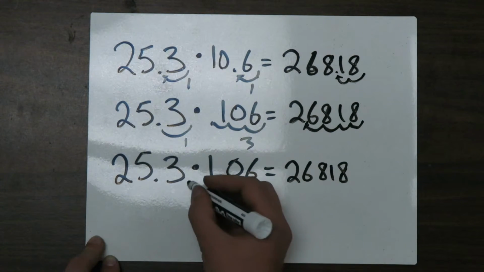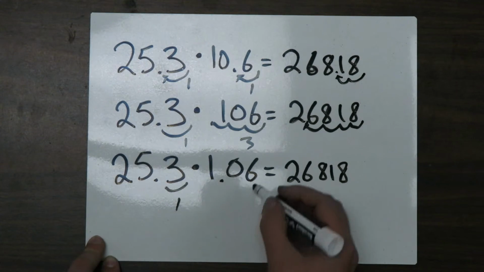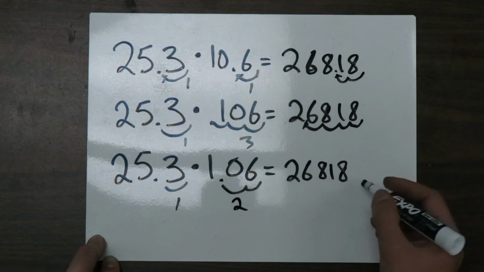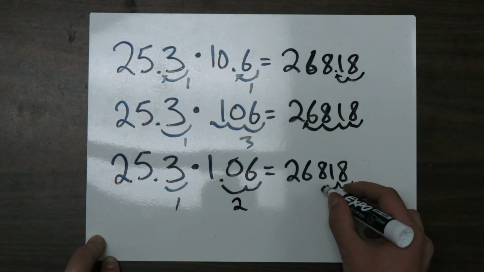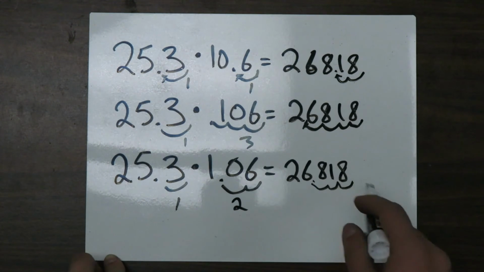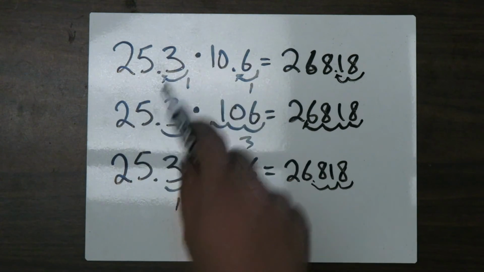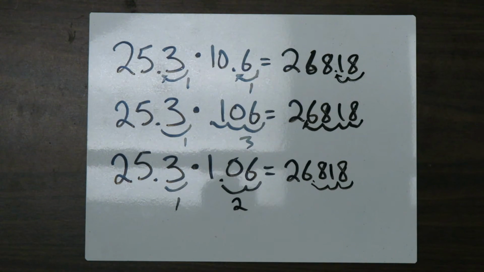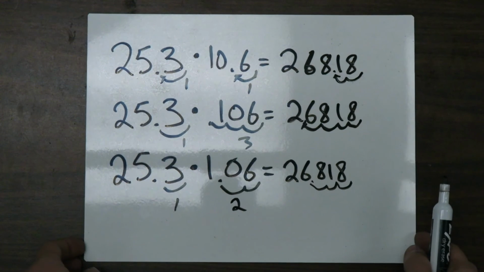Now last one here. This one's still 1 space in. This one's now 2 spaces in, and I'm going to combine those, and that tells me to move this in 1, 2, 3 spaces, and I get the answer 26.818. So even though I'm using all the same numbers, I changed the answer by placing the decimal point in a different spot in the problem.